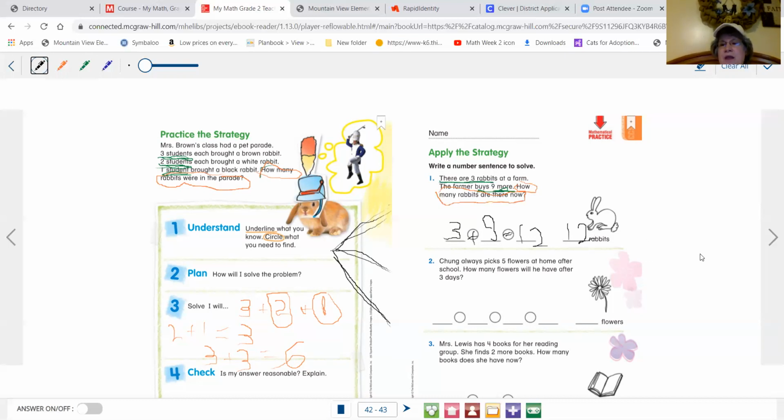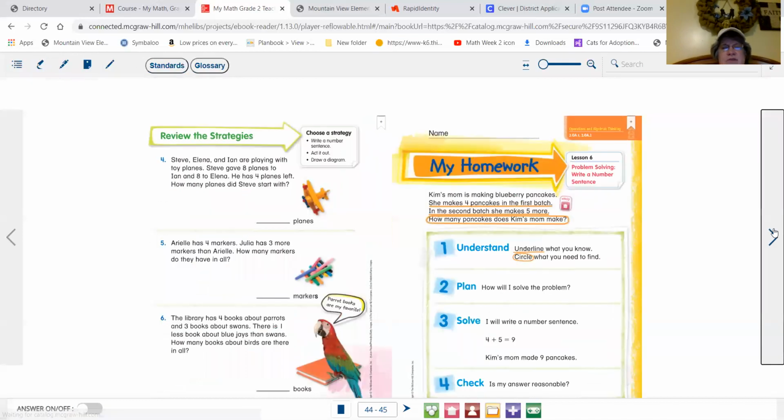Okay? So your assignment for the day is to finish 2 and 3 on this page. Make sure you are underlining, circling, and building your number sentence to solve. And then turn to the next page and also do 4, 5, and 6. Do not forget to color code by underlining what you know, circling what you need to know, write out your number sentence, and then show us an answer.